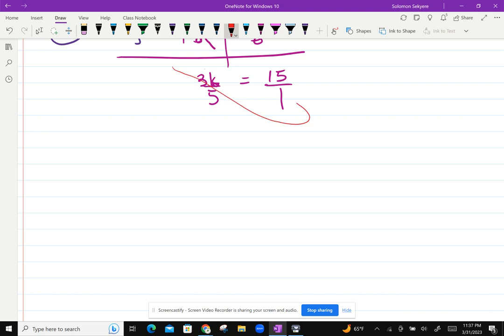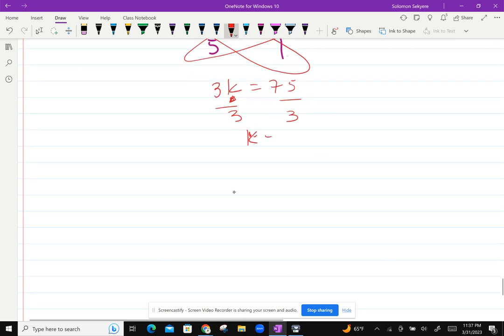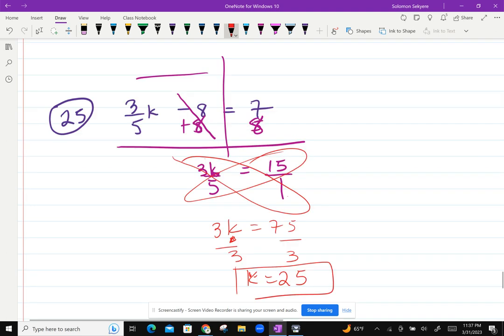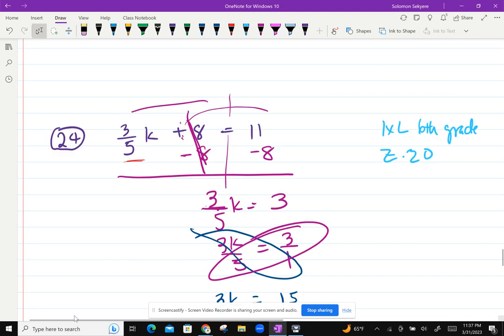What do we do next? We cross multiply. I do the part that contains my variable first. 3K times 1 is 3K. 5 times 15 is 75. And then finally, how do I get my variable? I divide both sides by my coefficient. So I divide by 3, and I say my variable K equals 25. Are you with me? So keep on practicing, right?